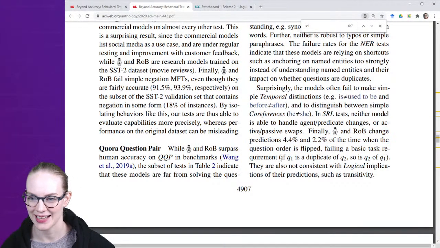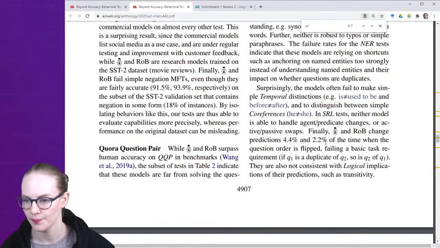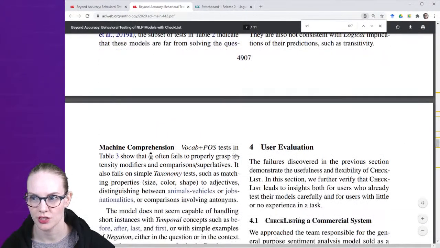Failing basic task requirements, e.g. if question 1 is a duplicate of question 2, and question 2 is a duplicate of question 1, it doesn't flip. They're also not consistent with logical implications of their predictions, such as transitivity.